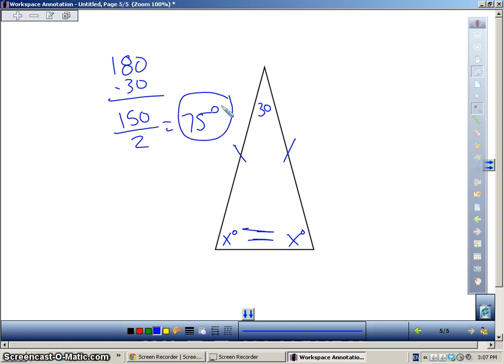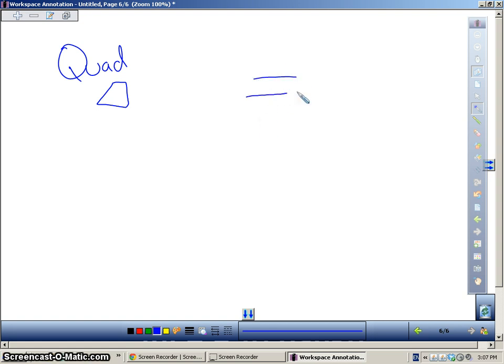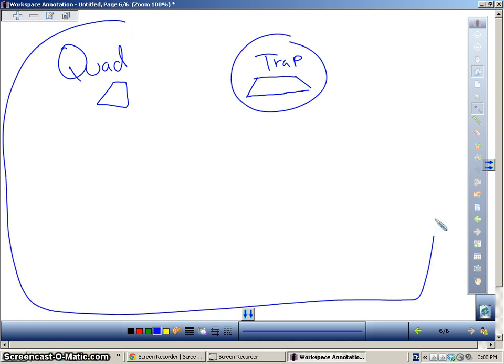Alright, the last thing was talking about classifying quadrilaterals. You remember that quadrilaterals all have 4 sides. Okay, so this one's got 4 sides. Then there are special quadrilaterals with 2 lines that are parallel, but the other 2 are not. These are called trapezoids. So everything on my screen here is going to be a quadrilateral.